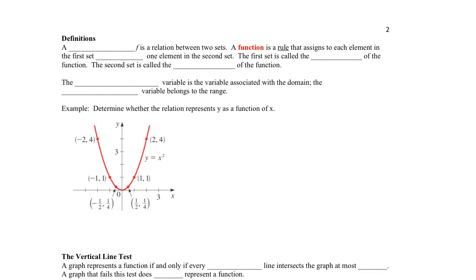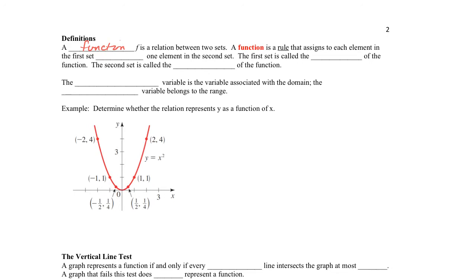Okay, some more definitions. We've already touched on this briefly before. So a function, that's your first blank. A function f is a relation between two sets. I have two sets of numbers: a set of numbers in the domain, or the x values, and a set of numbers in the y values. It's a relationship between those two sets of numbers.